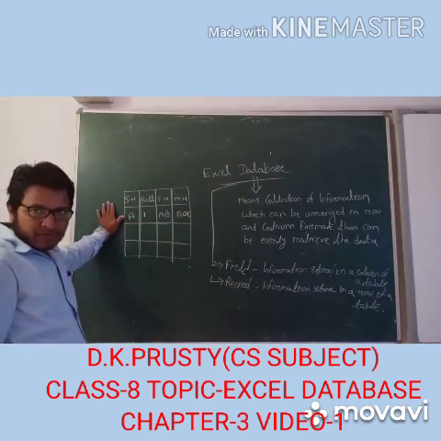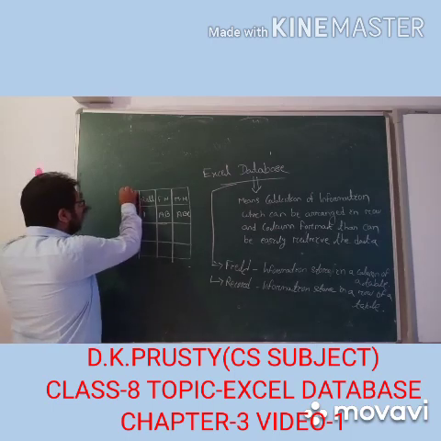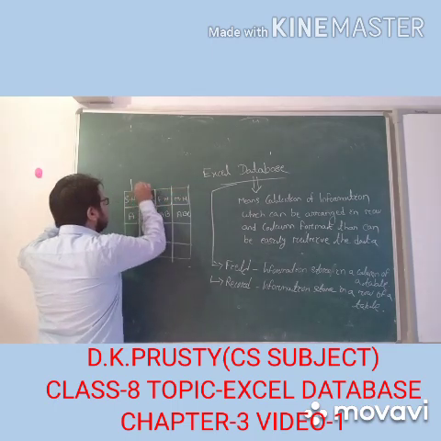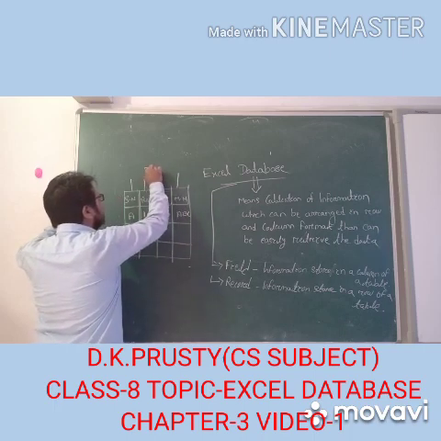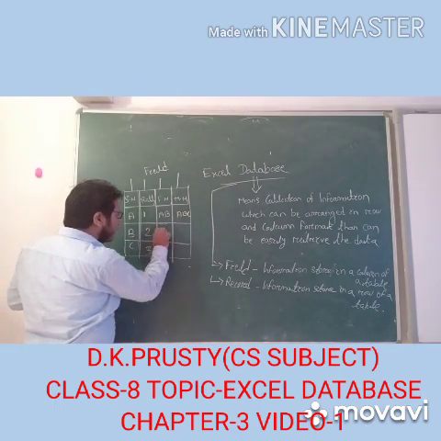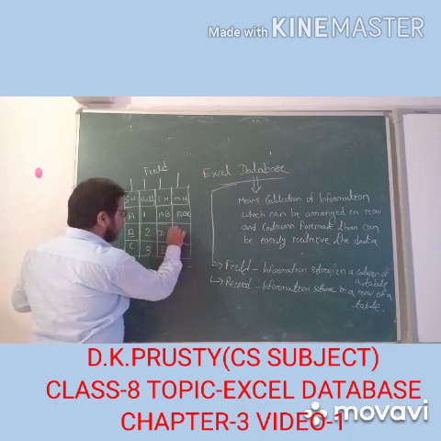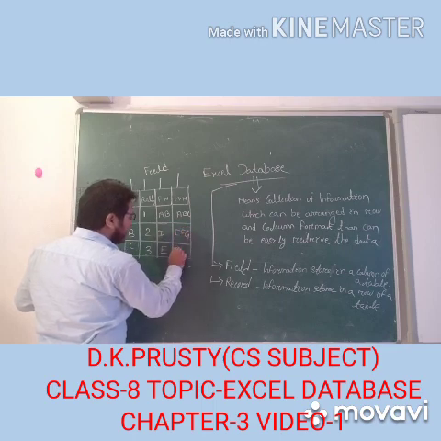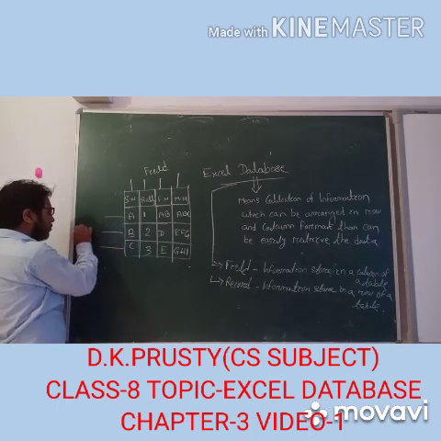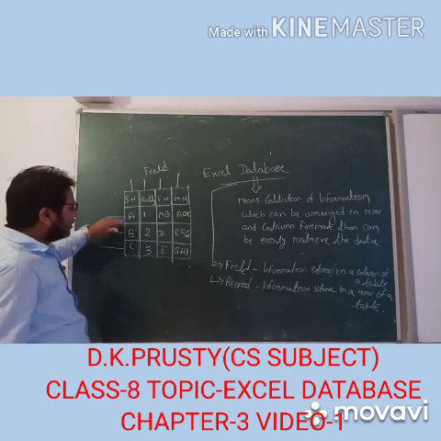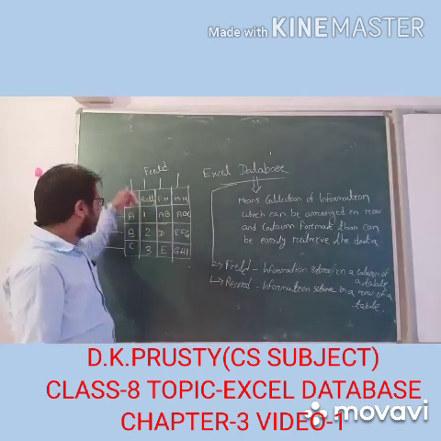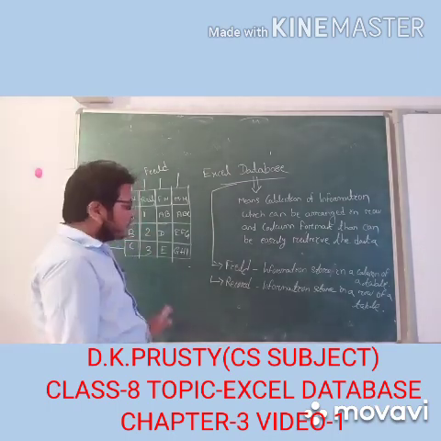Okay, students. So see here, when the information is stored in a column, that means student name, student roll number, father's name, mother's name, this is called a field. Suppose A, B, C, 2, 3, D, E, F. When the information is stored in a row, it is called a record. Information stored in a column is called a field. Is that clear, students? So don't be confused about this.